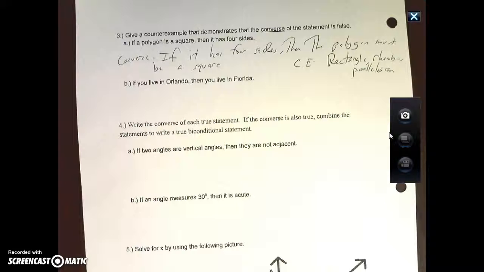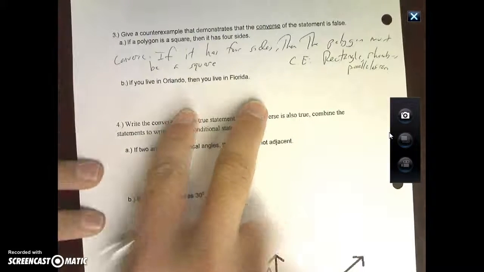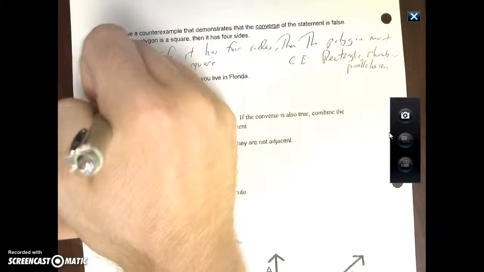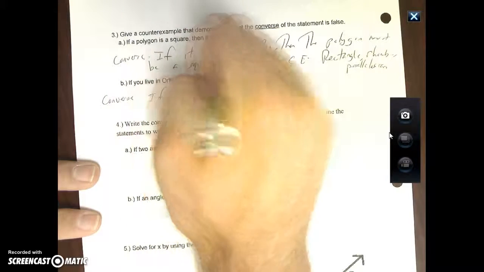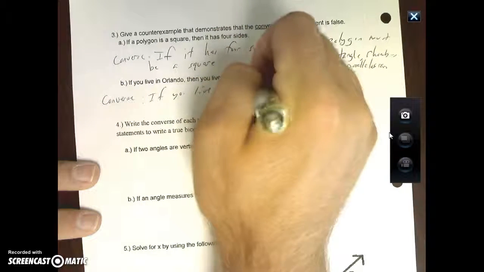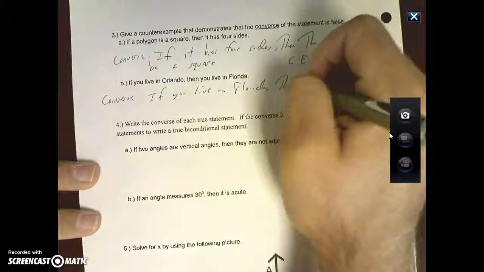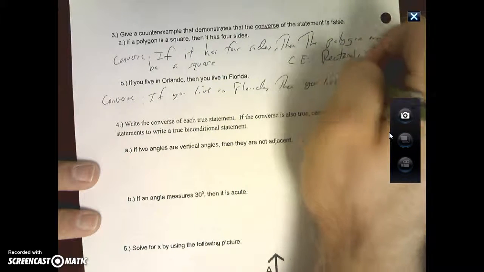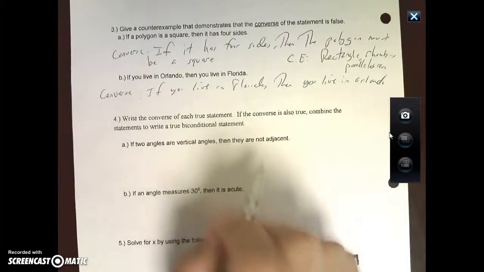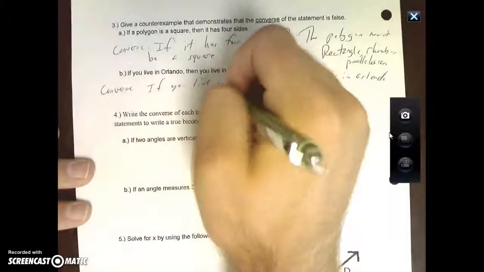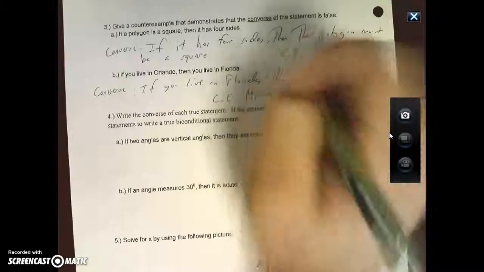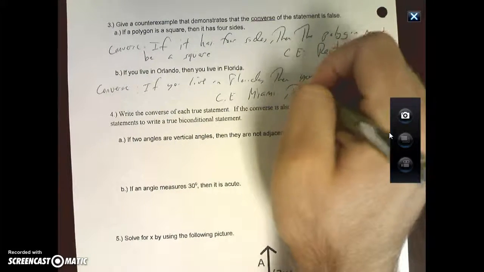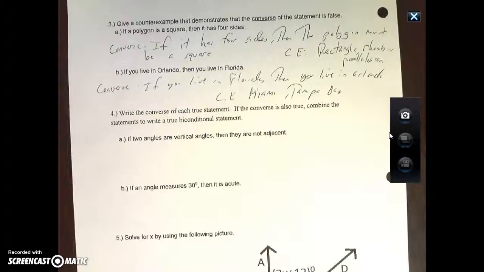Alrighty? Next one, if you live in Orlando, then you live in Florida. Okay, the converse, if you live in Florida, then you live in Orlando. Okay, now think about that. Is there anywhere else in Florida you could live besides Orlando? Yeah, you could live in like Miami, Tampa Bay, wherever, okay? As long as you get something that's there.